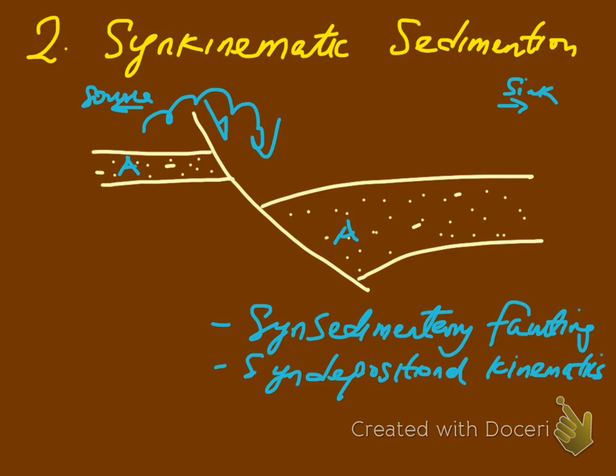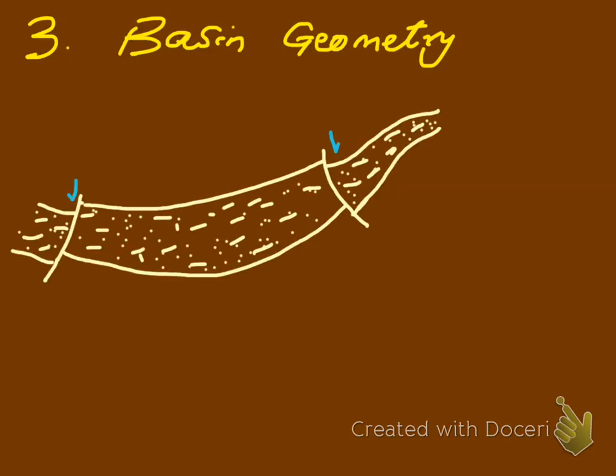What we're saying is that the deposition of this stratigraphic unit A happened at the same time as the occurrence of the normal faulting. So for each unit thickness of A that you see on the footwall on your left, you're going to have a much thicker mass of that same stratigraphic unit on the right. So this kind of growth is a result of synkinematic sedimentation, also called syn-sedimentary faulting or syn-depositional kinematics.